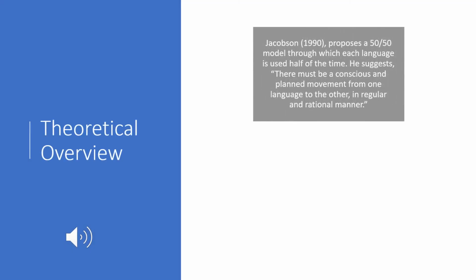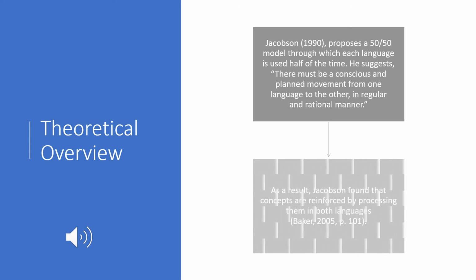Jacobson proposes a 50-50 model through which each language is used half of the time. He suggests there must be a conscious and planned movement from one language to the other in a regular and rational manner. As a result, Jacobson found that concepts are reinforced by processing them in both languages. Thus, in our lesson plan, we aim to have a social and structured activity that will facilitate successful translanguaging.